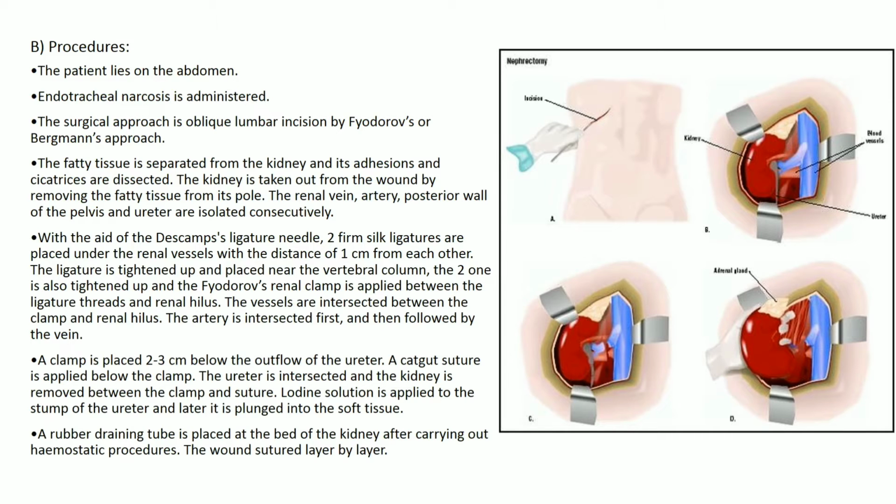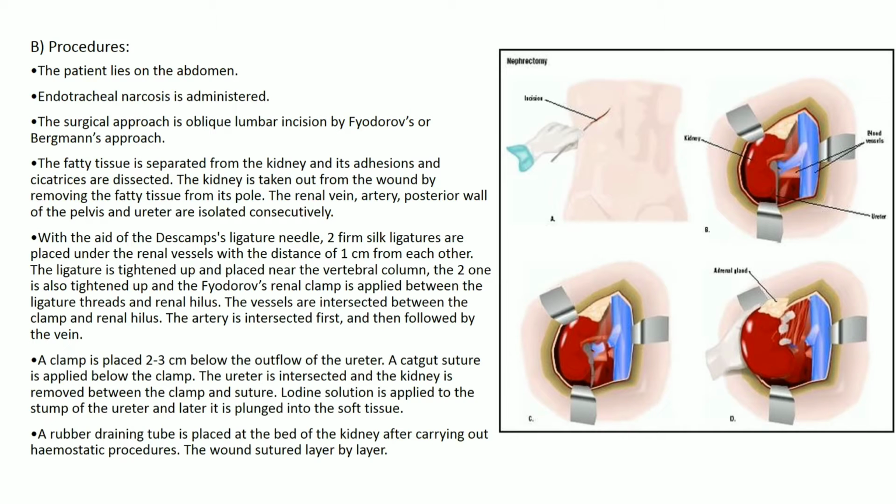The fatty tissue is separated from the kidney and dissected. The kidney is then taken out from the wound by removing the fat tissue from its wall. Renal vein, artery, posterior wall of the pelvis and the ureter are isolated. Also, with the aid of the Deschamps ligature needle, two silk ligatures are placed under the renal vessels at a distance of 1 cm from each other.